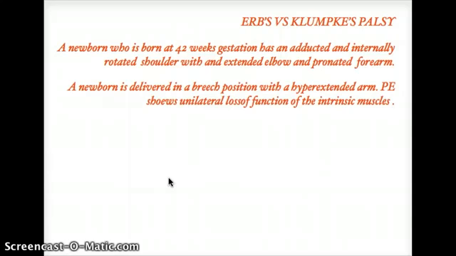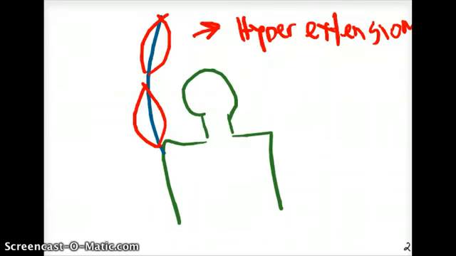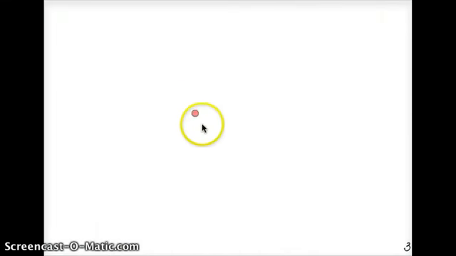The next one is, let's see what the next example says. The next example says a newborn is delivered in a breech position. What is breech position? Breech position is a delivery where the baby comes out with legs first. Okay, those are horrible diagrams of the leg, but imagine this is the baby. So when the baby comes out, legs first, that is the breech position.